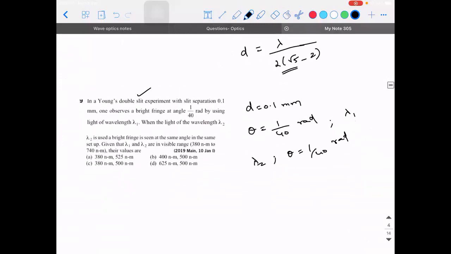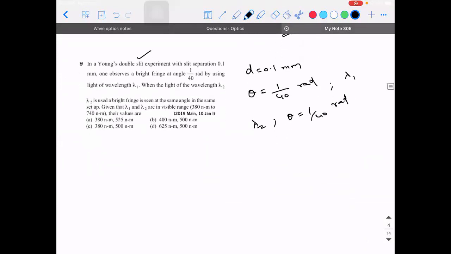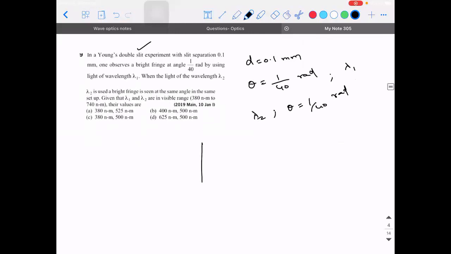So let me read the question again. In a Young's double slit experiment, the slit separation is 0.1 mm, one observes a bright fringe at an angle of 1 by 40 radian using a wavelength. Okay. Do you understand the question? Sir, in the second case will my value change? Yes, the value will be different. We don't know whether lambda 1 is greater than lambda 2.